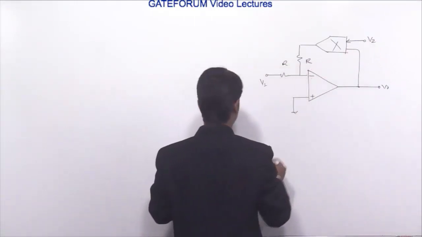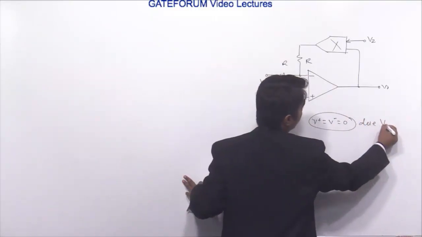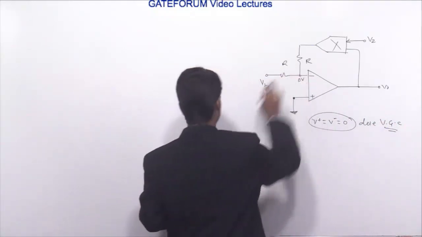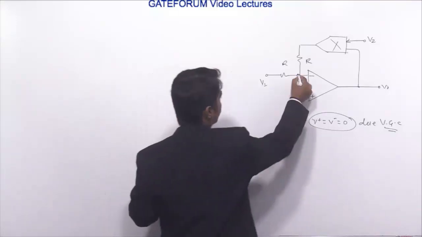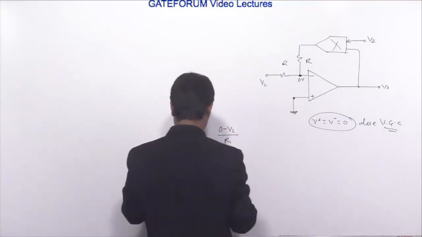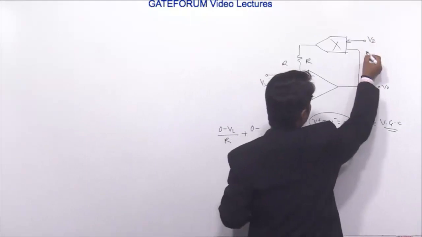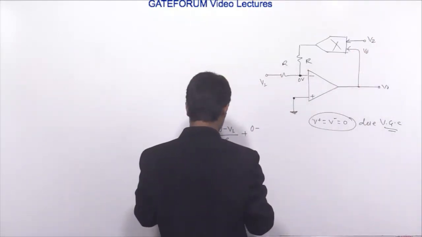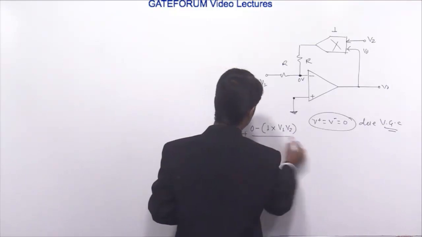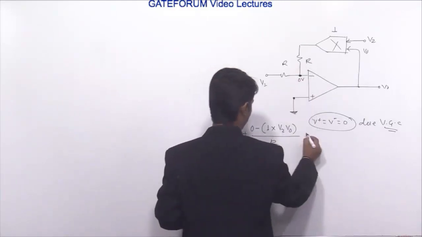Now see here, we know that due to the virtual ground concept, V plus equals V minus equals 0 volt. See, this non-inverting end is connected to ground, means it is 0, means this potential will also be 0. Now we'll apply the KCL at this node, means it will be 0 minus V1 by R plus 0 minus V0, or we can say that instead of V0, there is the scaling factor here. Can I say 0 minus, the scaling factor is 1 given, means 1 into V2 into V0, divided by the resistance R equals 0.